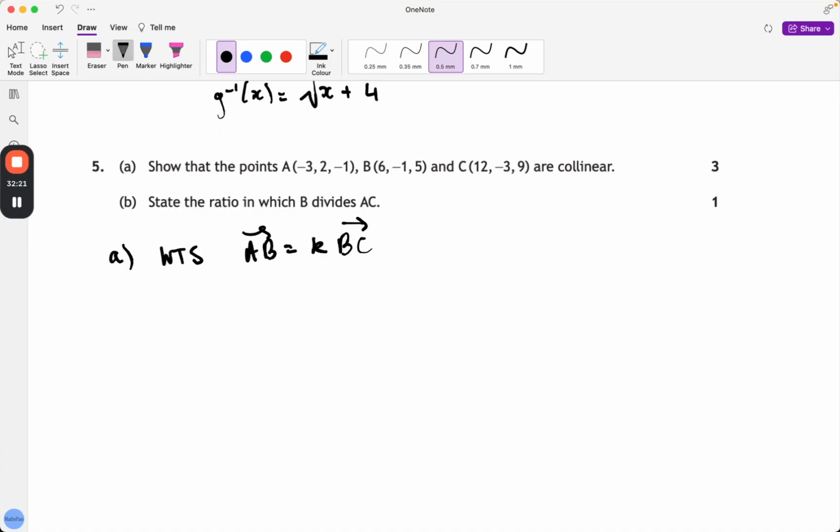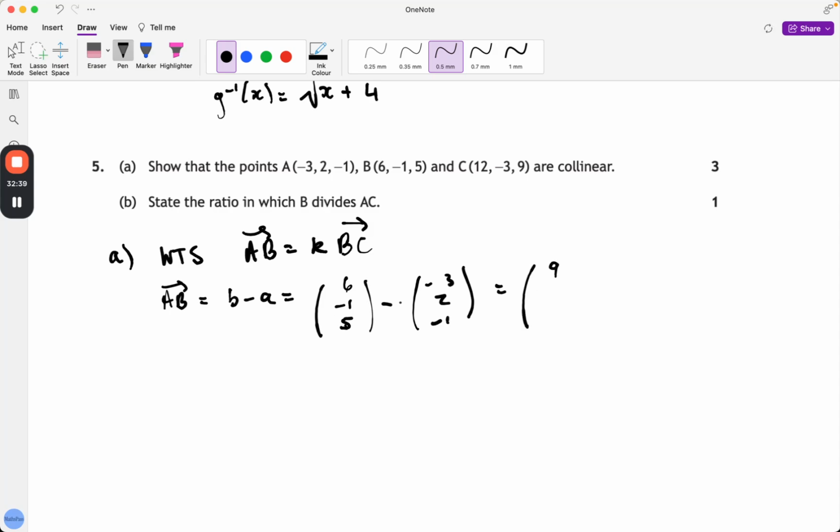So we first want to show this. We're going to have to figure out what AB is. AB is B minus A, so that is going to give us (6 minus 1, 5 minus minus 3, 2 minus 1). So if we do that, we have 6 minus 1, that gives us 5, 5 minus minus 3 gives us 8... wait, as spoken: 6 minus minus 3 gives us 9, minus 1 minus 2 is minus 3, 5 minus minus 1 is 6.